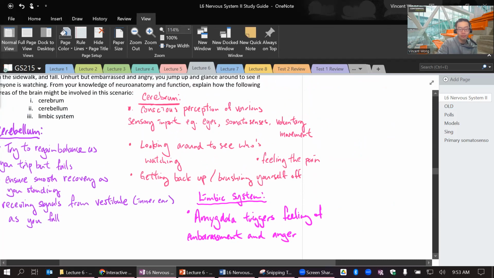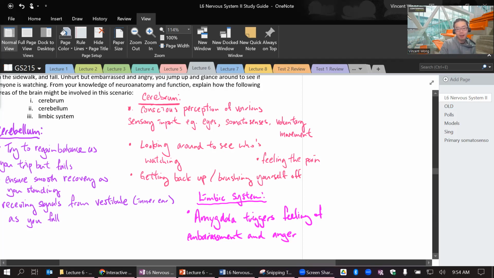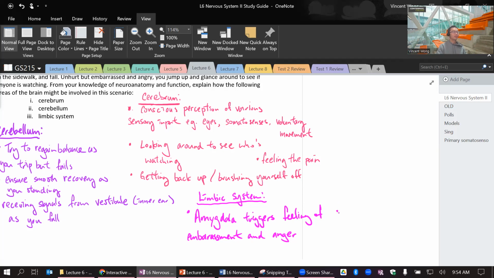Now, if you fell down and then you curse a few times, that would be the cerebrum. Motor speech, Broca's area. When you swear, you have to make sure that the syntax of your swearing words are in the right place. Otherwise, it wouldn't make sense. And then that feeling of embarrassment, that anger, that is the limbic system. What else in the limbic system?